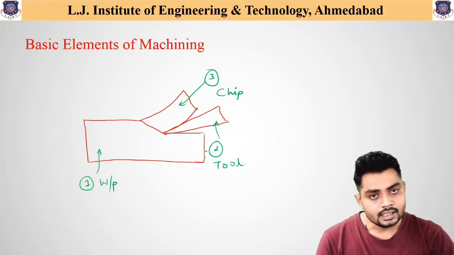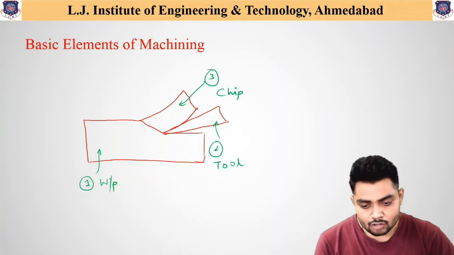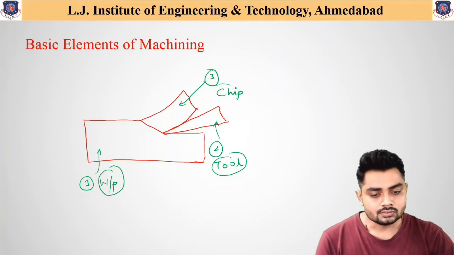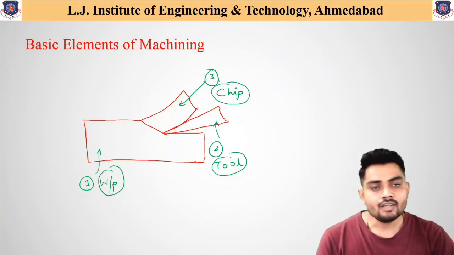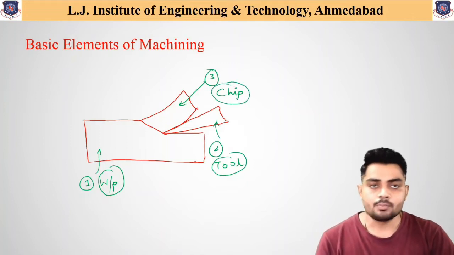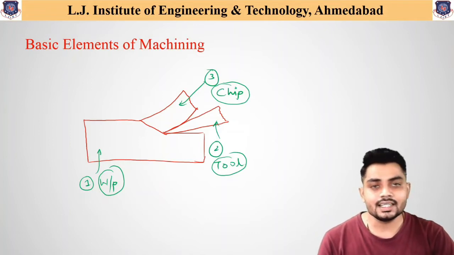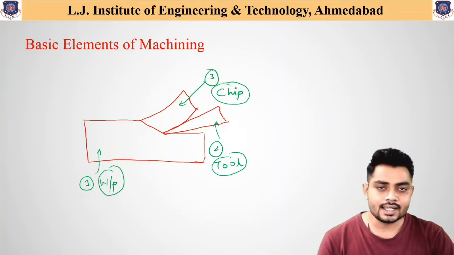Now here you can see that with the combination of workpiece, tool and chip, the final machining operation is performed. So these are the three major important machining elements that are required to perform a machining operation on any machine tool. This is the basic detail about machining.